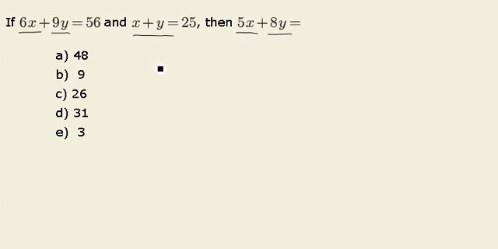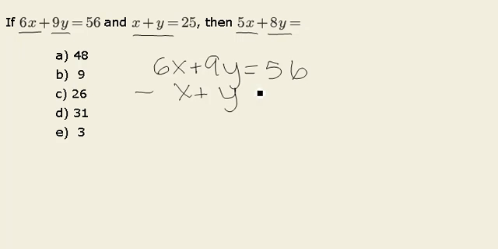So that would tell us that we need to subtract the two equations that were given in order to get 5x plus 8y. So if we write them out, we have 6x plus 9y equals 56. And then we're going to subtract one group of x plus y equals 25.